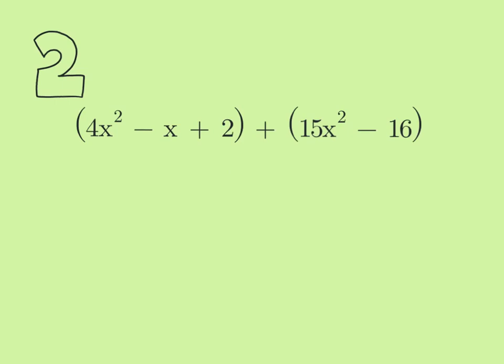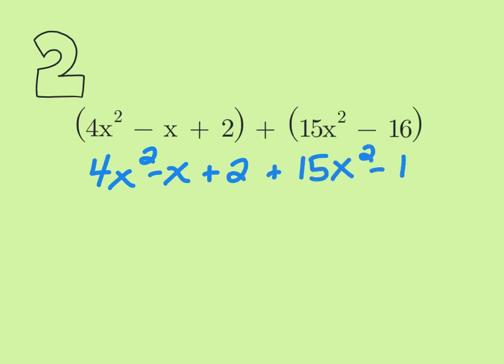Okay. For the next one, this is also addition. So again, I'm just going to ignore my parentheses and recopy this: 4x squared minus x plus 2 plus 15x squared minus 16. I'm going to start with the x squared. So I have a 4x squared and a positive 15x squared. That is 19x squared. Notice that the exponents don't change.